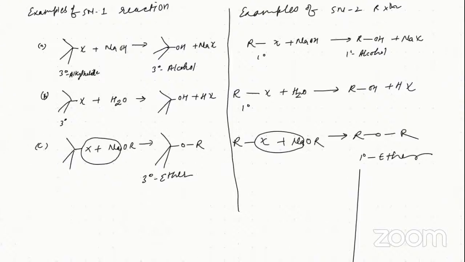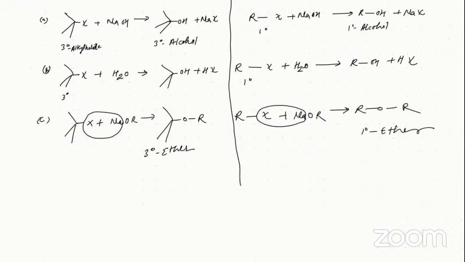Can you understand this? Yes, I can understand. Okay. So we are making some more compounds. Suppose we have RX and we are treating it with NaI. Can you guess what the product will be? Can you write this one?